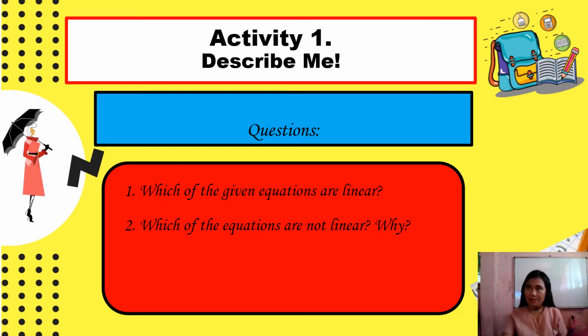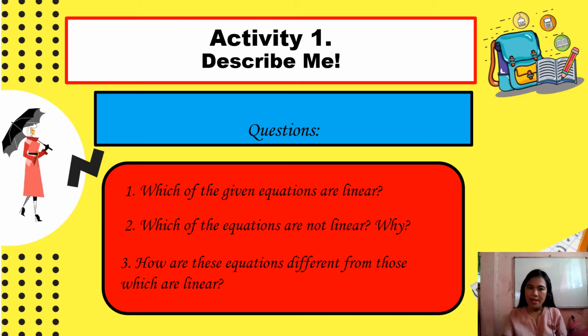Maybe you could group them in columns, so one column will be linear and the other column will be not linear. That's probably all you need to do. And then, how are these equations different from those which are linear? It's asking for the difference of the two columns. So, you can pause this video so you can answer the questions.